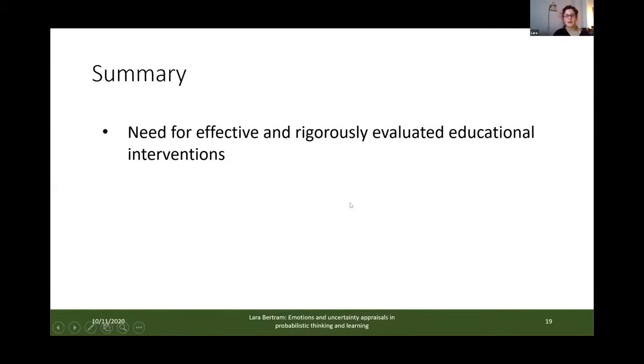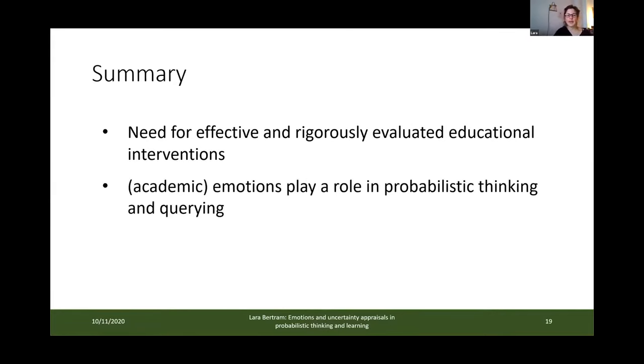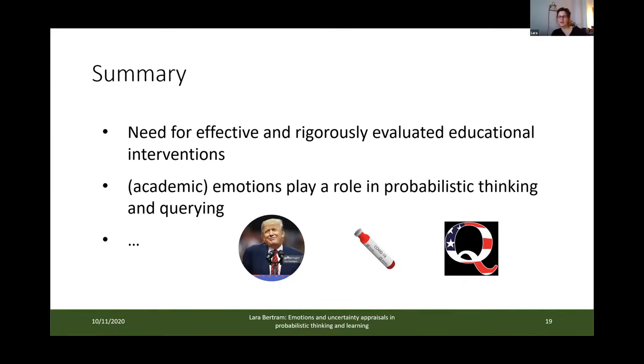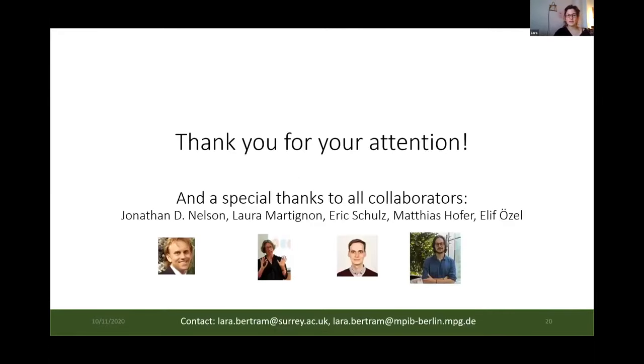We need effective and educational interventions to teach probabilities or to teach probabilistic thinking, but we also have to evaluate them rigorously. Academic emotions, but also emotions in general, play a role in probabilistic thinking and also in the ability to make good queries. And yeah, we have these phenomena right now, so I think it's important to look at how people assess probabilities. And yeah, thank you for your attention and enjoy the next talk.